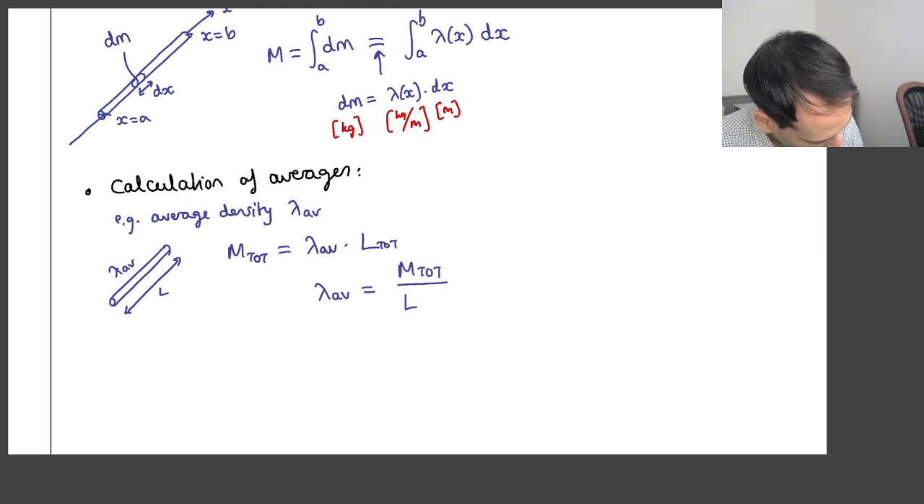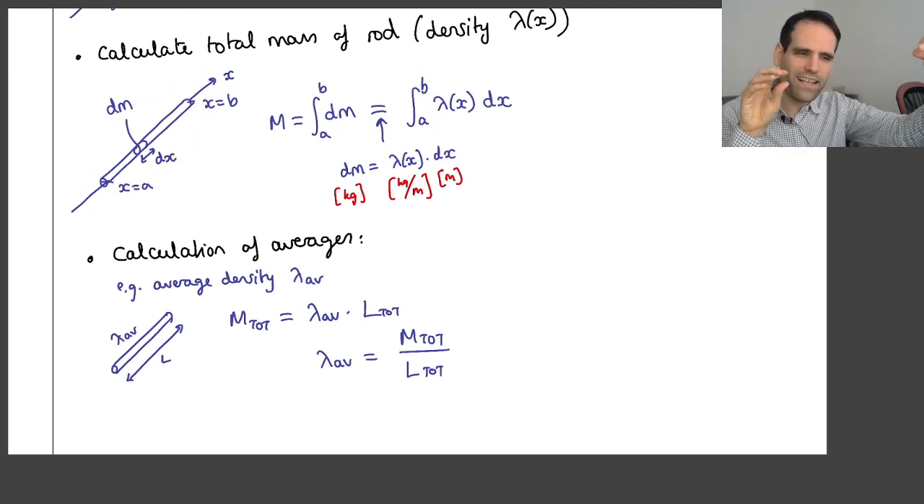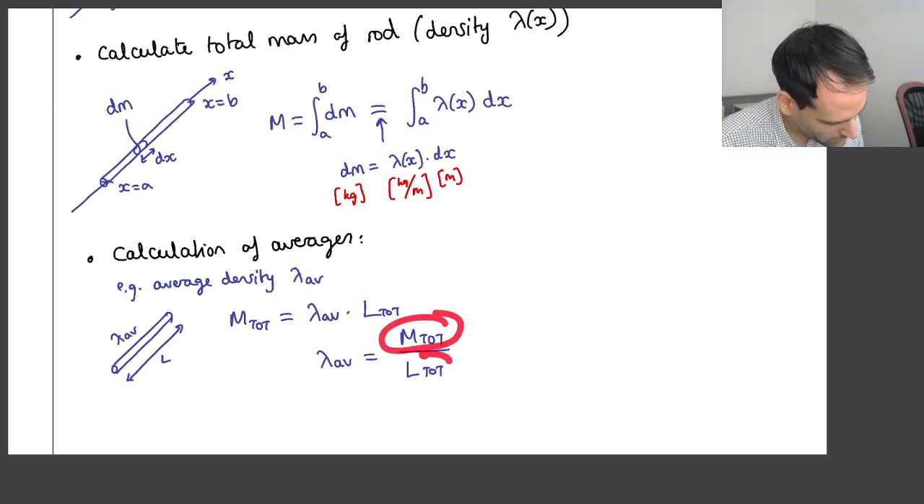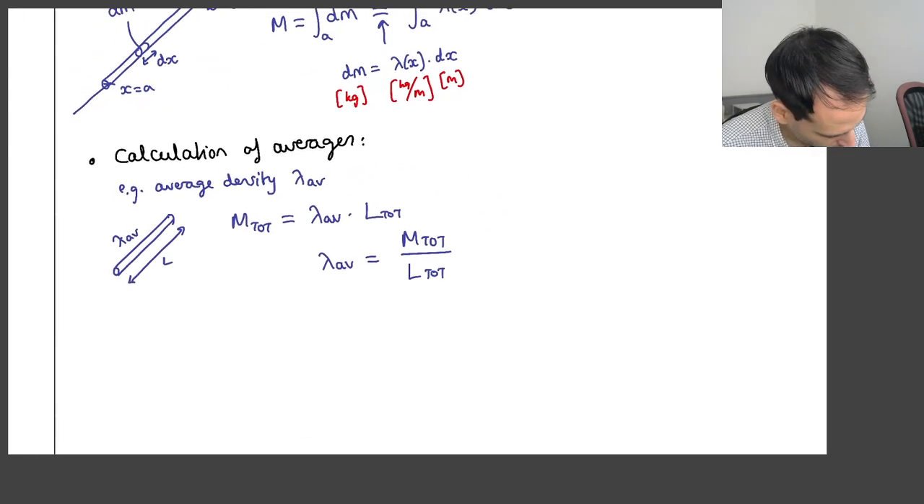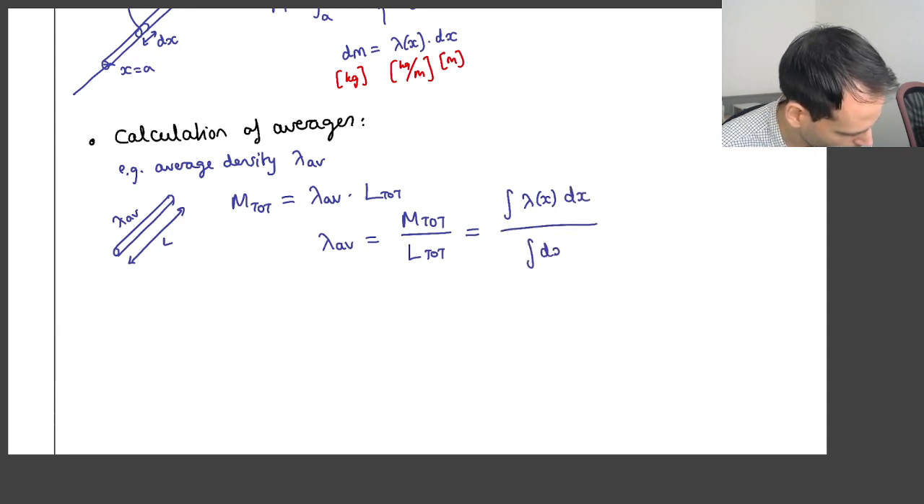Let's add total here. This will be a constant such that if we replace our rod that has varying densities along its length with another rod that has a constant density, the total mass is going to be the same. That's why this is the average density. It's calculated by dividing the total mass by the total length. The total mass is this integral, and the total length is this integral. So let me write it like this: the integral of the density dx divided by the integral of dx alone.